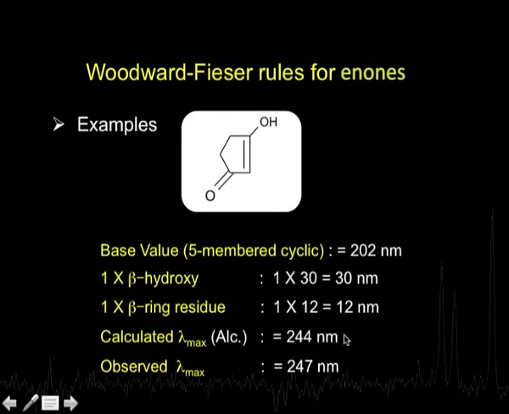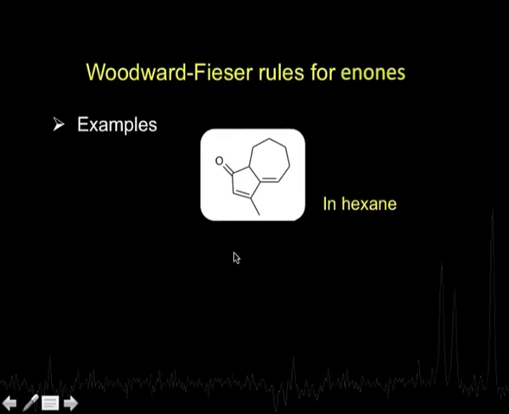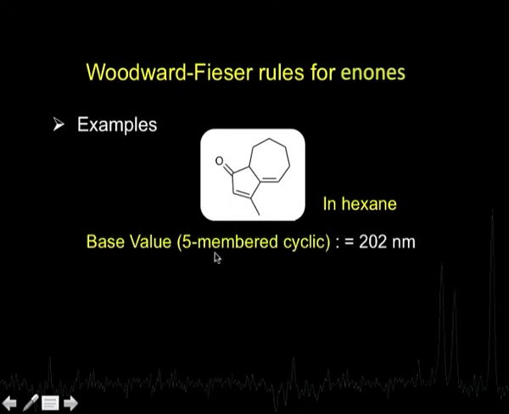Okay, now let's move further and look at one more molecule here. I am trying to give you a variety of molecules so that we can understand how we use these rules. In this case we have this molecule, and we want to calculate the lambda max for it, but I want to do it in hexane as a solvent system. How do we go about it? The basic things remain the same: we start by looking at the basic chromophore, and that chromophore happens to be part of a 5-membered cyclic ring, so it is 202 nanometers.